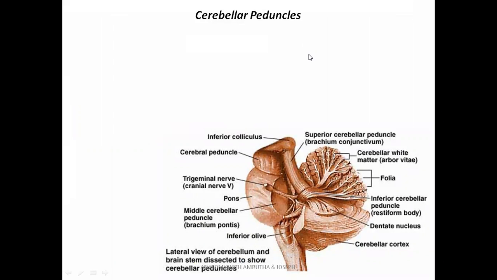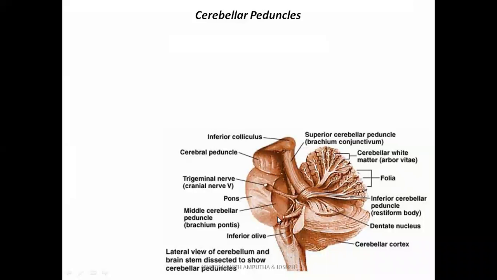Now let's see cerebellar peduncles. Now what is cerebellar peduncle? We have already seen that cerebellar peduncle. There are 3 cerebellar peduncles. They are superior, middle, and inferior cerebellar peduncle, which can be seen from here. Superior cerebellar peduncle. Right. Now the middle cerebellar peduncle can be seen, this one, which is cut here. Then the inferior cerebellar peduncle.